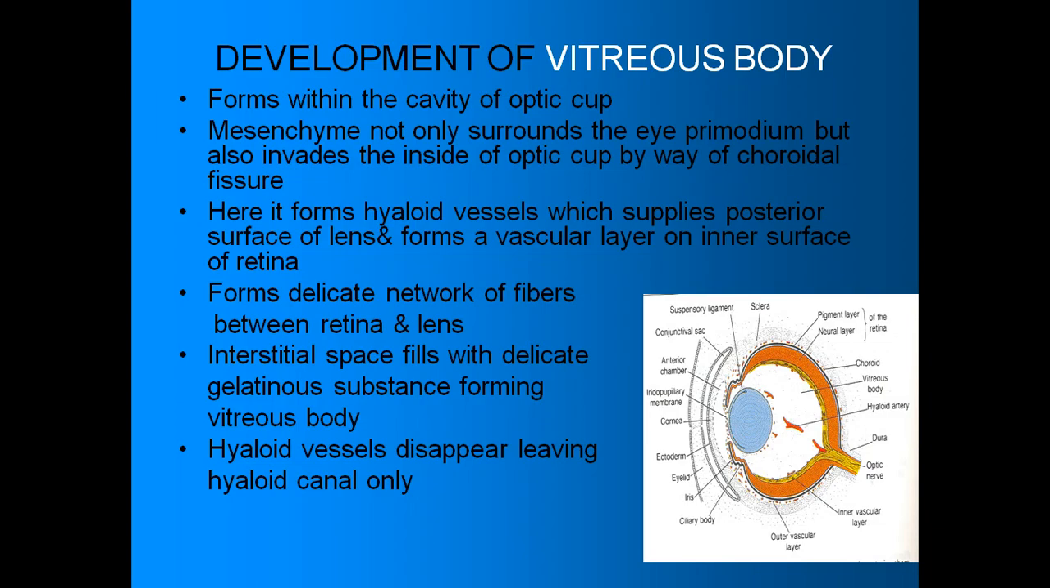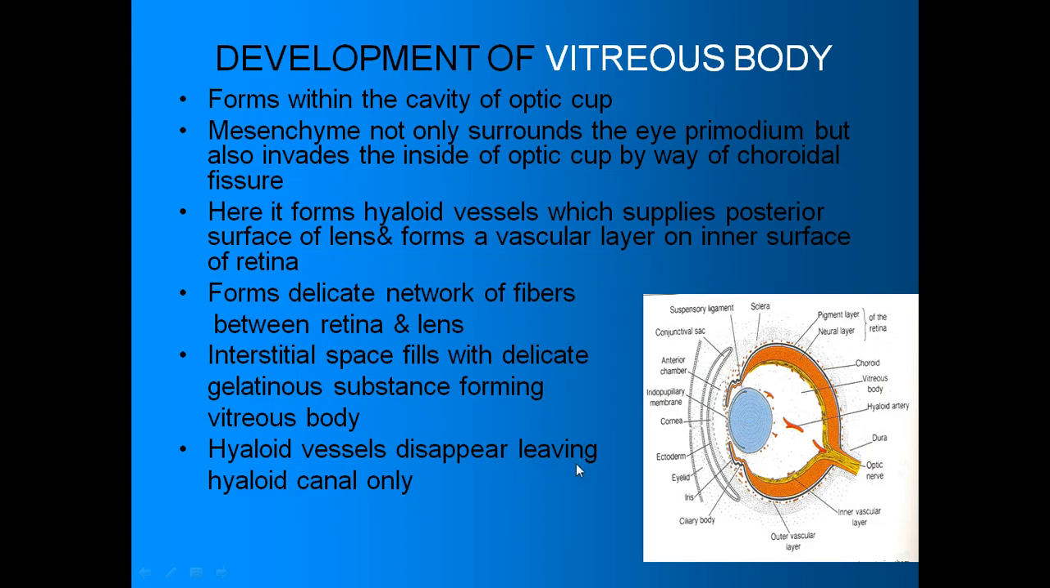Vitreous body is developed from the adjacent mesenchyme. The mesenchyme which is surrounding not only the eyeball also invades the interior of the eyeball. Within these hyaloid vessels, it will engulf the lens and encircle the interior of the optic cup. So this forms a delicate network of fibers between the retina and the lens. The interstitial fluid with a delicate gelatinous substance forms the vitreous body.